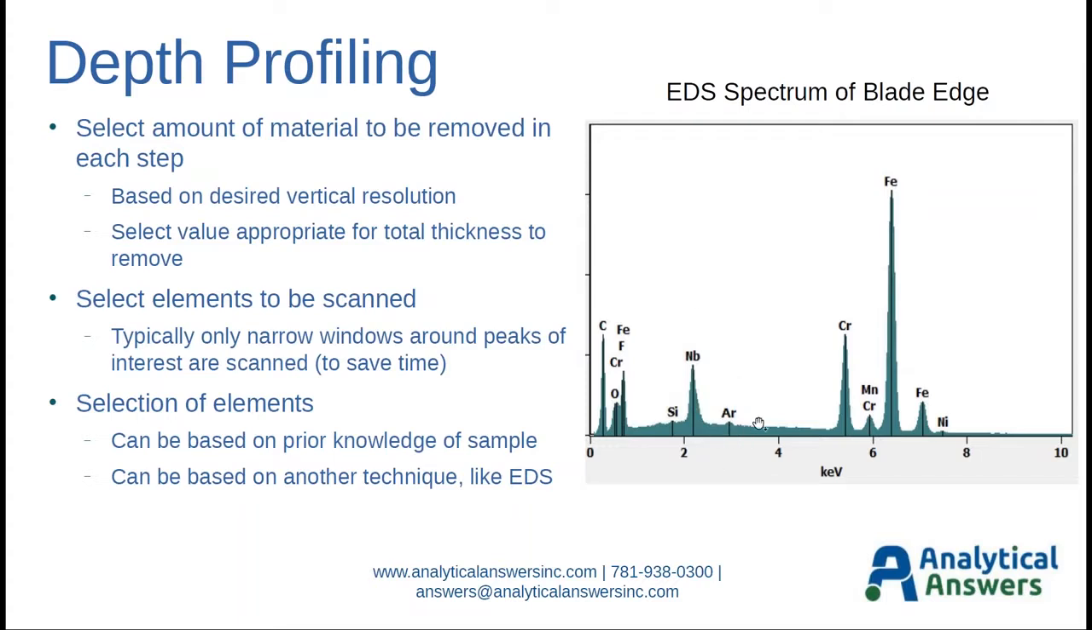Interestingly, there's also an argon peak in this EDS spectrum. You don't usually see noble gases by EDS, so there might be some implanted argon from the processing that's used in order to make the coating on, in this case, sample 1.